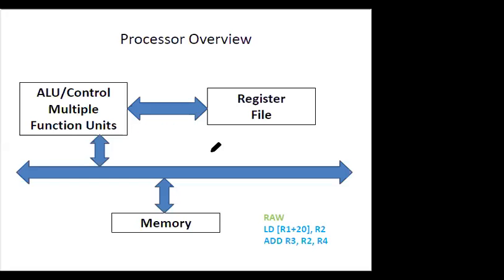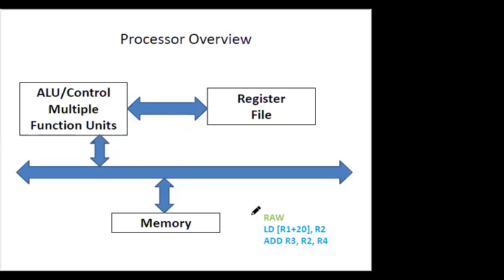So let us start with the basic processor overview. We will just focus on the techniques in this lecture. Suppose we have, in this case, an ALU, control unit, multiple function units. Then we have a register set. These are the buses that are connected to each other, such that the ALU is connected to the main bus system, which is further connected to the memory. In this case, this bus system connects the ALU with the register file.